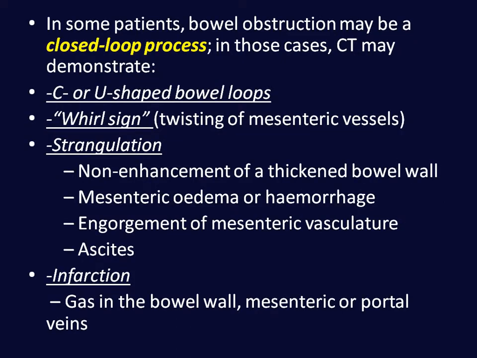In some patients, the bowel obstruction may be a closed loop process. CT may demonstrate a C or U-shaped bowel loop, whirl sign, which is a twisting of the mesenteric vessels, and strangulation. You can conclude that there is strangulation by finding non-enhancement of the thick bowel wall, mesenteric edema and hemorrhage, engorgement of the mesenteric vessels, and ascites. Also, CT might diagnose infarction, which is diagnosed by gas in the bowel wall, mesenteric or portal veins.